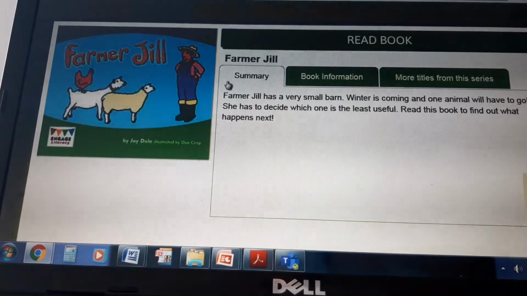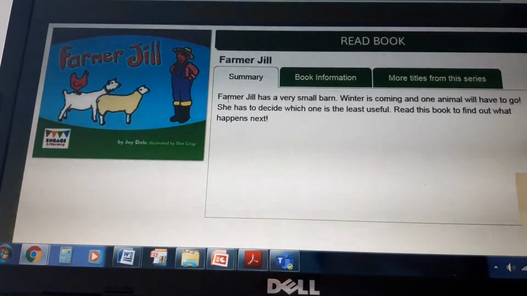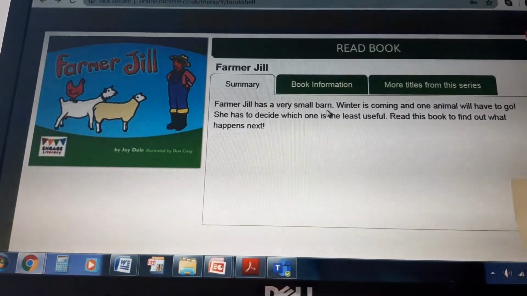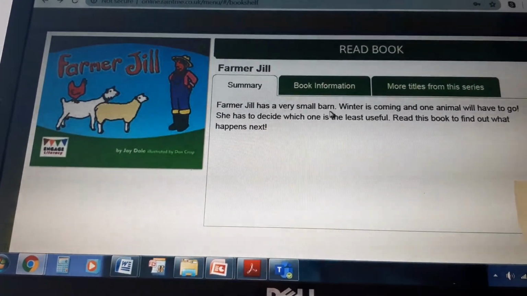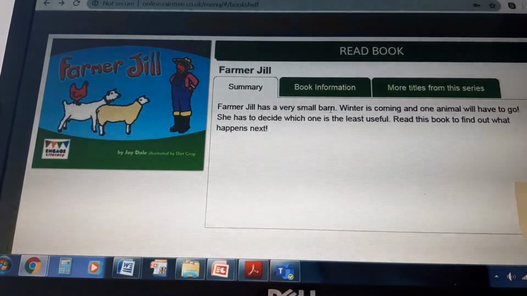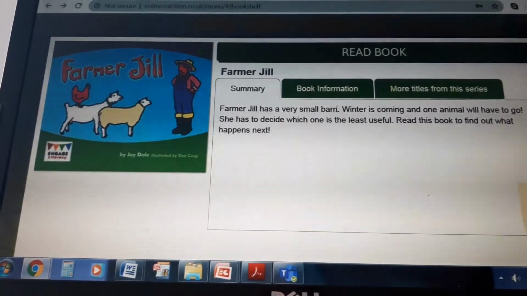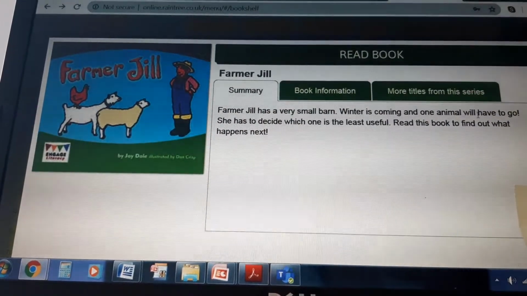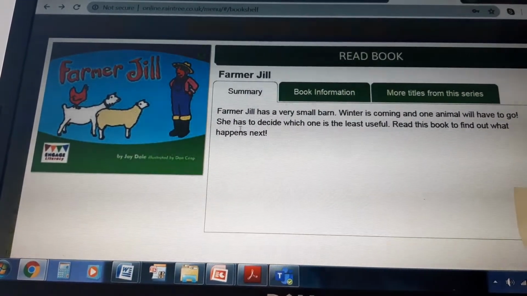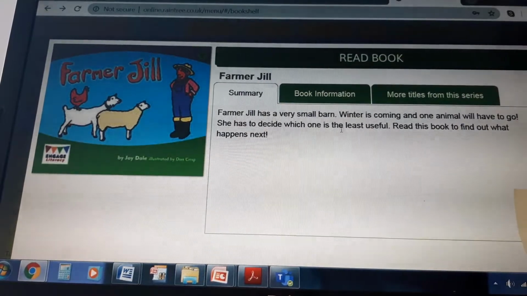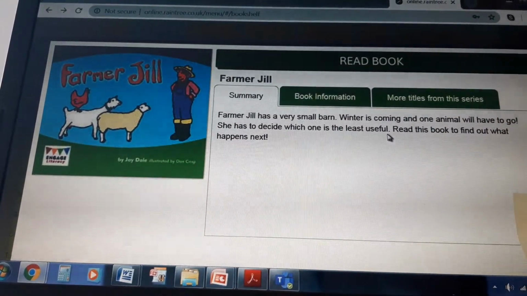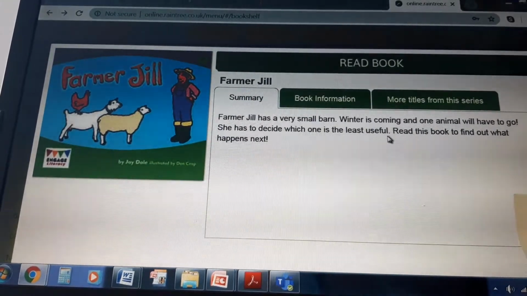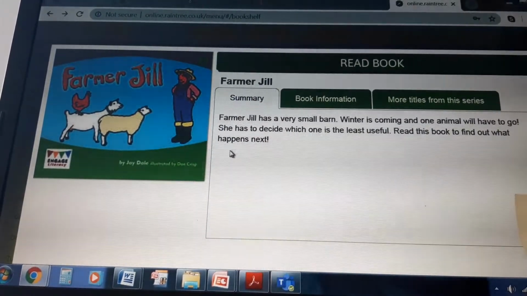Let's read the summary or the blurb like we usually see on the back. Farmer Jill has a very small barn. What's a barn? That's a building that they keep the animals in to keep them warm if the weather's cold. Winter is coming and one animal will have to go. She has to decide which one is the least useful. So the one that doesn't help quite so much. Read this book to find out what happens next.